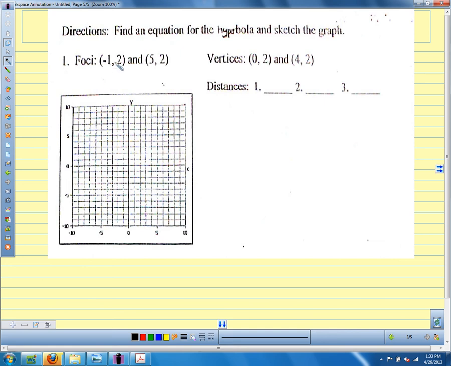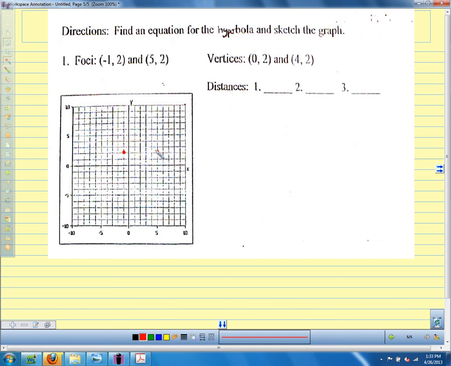This tells us that the foci are at -1, 2 and 5, 2. Wait, how do you know which vertices they're talking about? When they say vertices, they mean the transverse vertices, the ones that are actually on the hyperbola. So there are my two foci, at -1, 2 and at 5, 2.